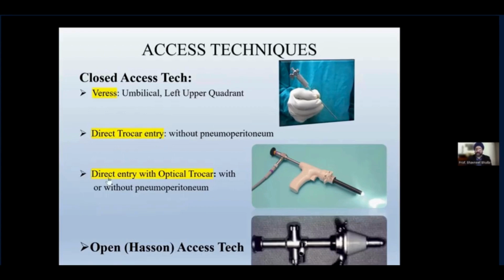There is a third method of direct entry, but here we are going to use optical trocars like the VISIPORT and a couple of others which are available. The open access technique, also known as the Hasson technique, involves a direct incision and placing the port directly without the use of a Veress needle.